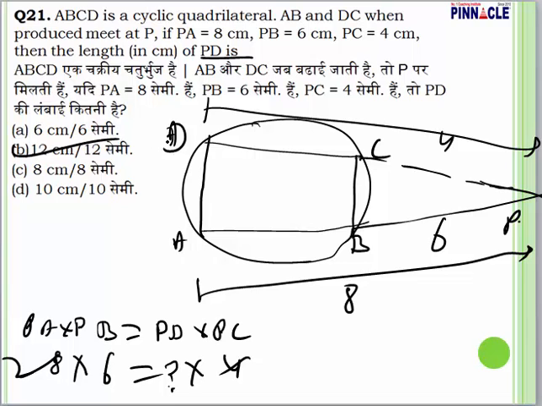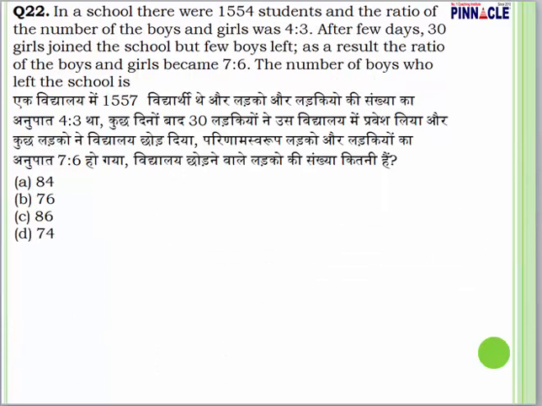Next question, question number 22. Read this question carefully and try to solve. In a school, there were 1554 students, and the ratio of the number of boys and girls was 4 to 3. After a few days, 30 girls joined the school, but a few boys left. As a result, the ratio of boys and girls became 7 to 6. The number of boys who left the school would be how much?